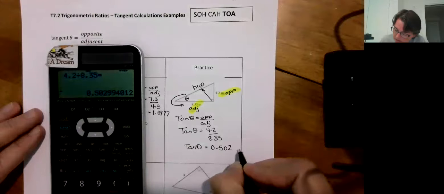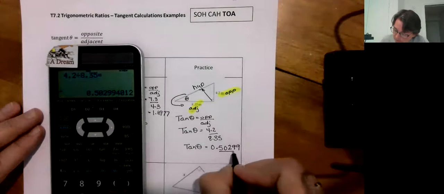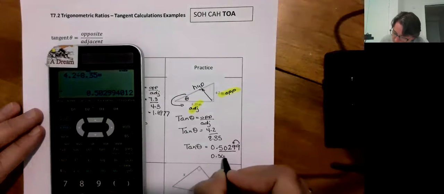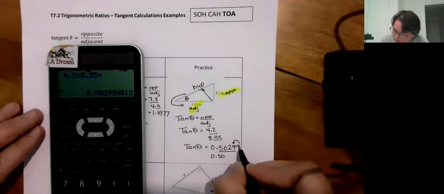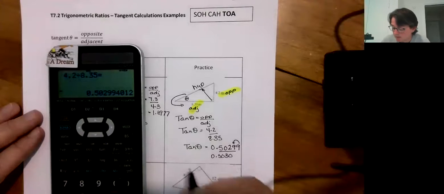0.502, whoops, 299. Ran around 4 decimal places. I'm just writing this so I can show you. 0.50. And then this 9 makes that one go up to 10, which also makes that go up. So 30.